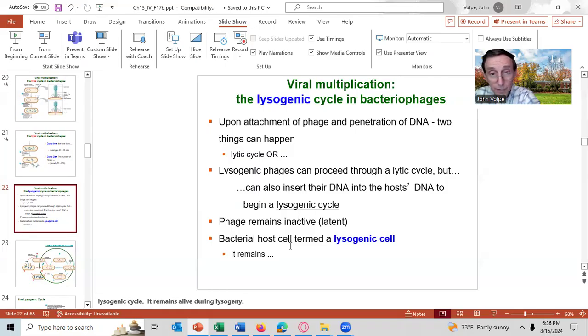The bacterial host cell is called a lysogenic cell, and it will remain alive for as long as the virus stays in the lysogenic life cycle. And then the two will live in harmony, sort of symbiosis, together, with the lysogenic virus living inside the lysogenic host cell. Any questions about any of that?